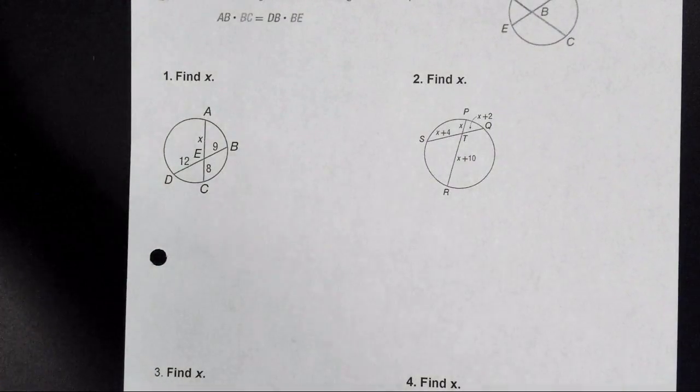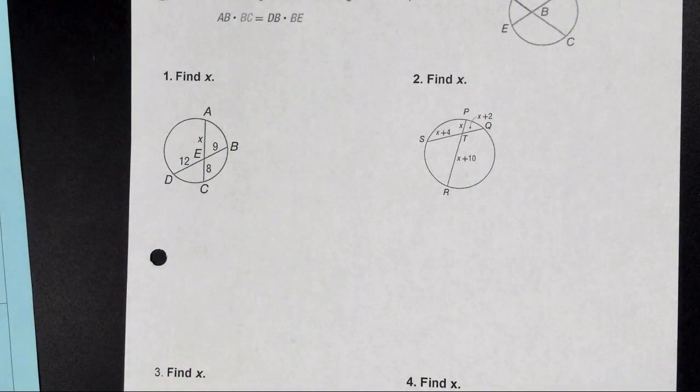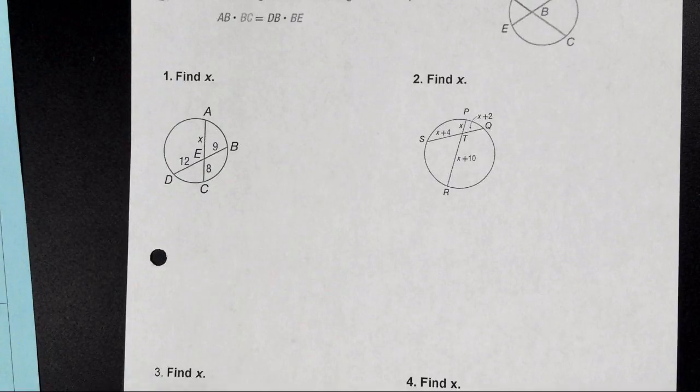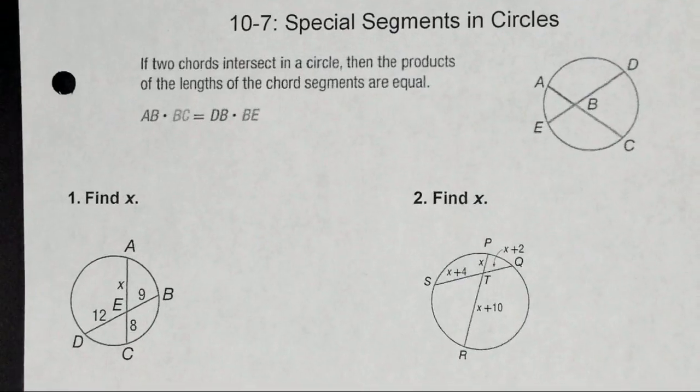So get out the note taker I just gave you, and then also you need your blue sheet. We're going to finish up the 3 on the back of our blue sheet today. All right, so we have some other stuff going on in these circles. So we're going to talk about them. They're called special segments in circles.